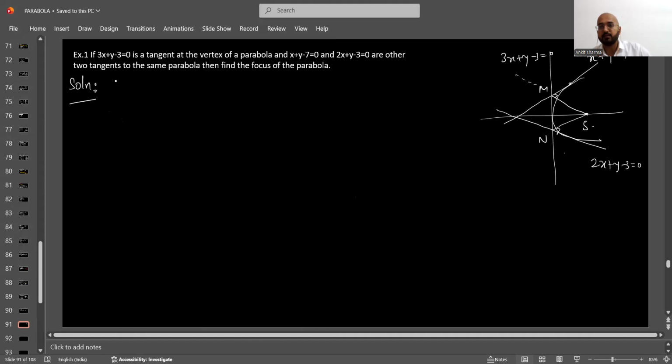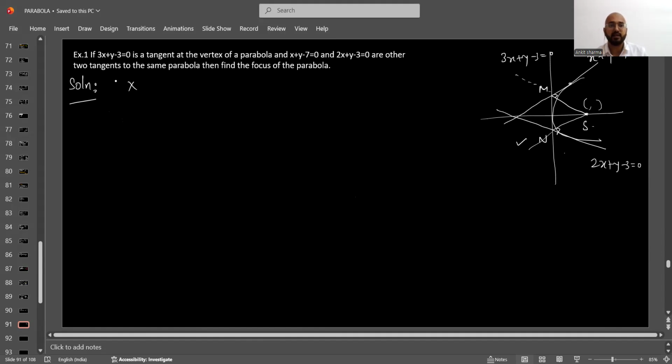So once I've got the M point, I can get the equation of line MS, because that is going to be perpendicular to this tangent. And I can do the same with this: I can find the equation of SN, which is perpendicular to this tangent. Solving these two equations simultaneously would give me my point S, that is the point of intersection, which is nothing but the focus.